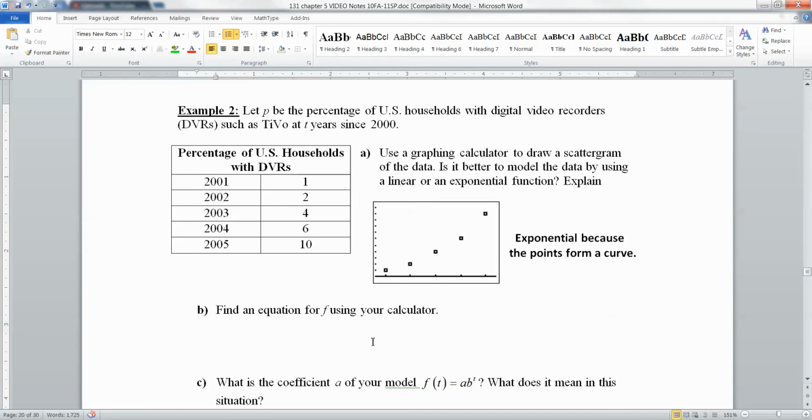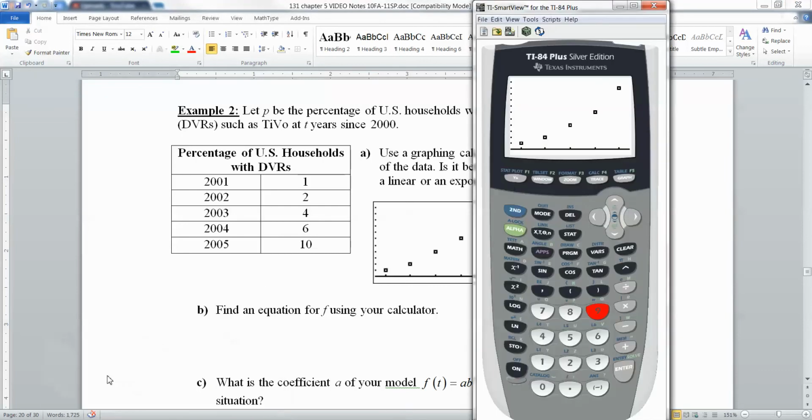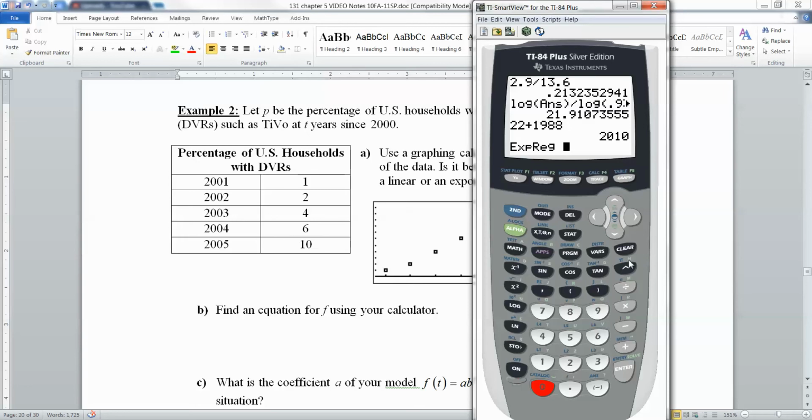There we go. All right, so now let's find an equation for f using our calculators. So we're going to go to the calculator. We already have all the points in there, so just go to stat, calculate. 0, remember, is exponential regression. And what the hey, I'm going to store it. So I'm going to go to variables, y variables, 1 and 1. Enter. And there we go. So now I've got the equation and it's stored.